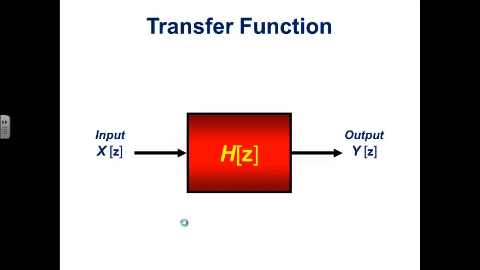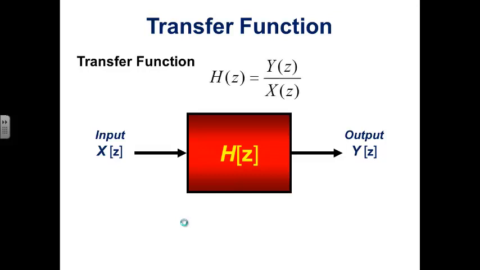response, that gives us our capital H of Z. That's our system function. That's our transfer function. That's a relationship of the output to the input, but not of the time domain signals, but of the Z transforms. So H of Z is the division of Y of Z, the Z transform of the output signal, divided by X of Z, the Z transform of the input signal. What I call a transfer function, you can think of it like a complex gain.